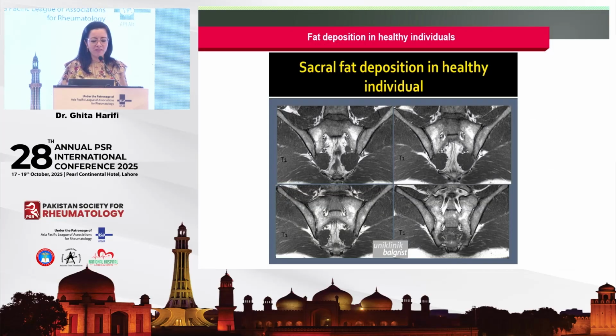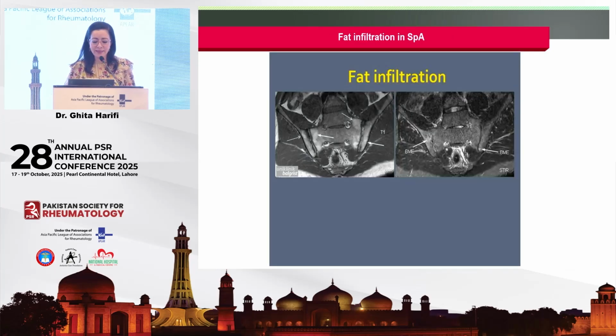Now, moving to fat deposition. Is fat deposition something specific for sacroiliitis or spondyloarthritis? Now, the answer is no. You can see here, this is in a healthy individual, and you can see that this is a significant fatty deposition. What is the characteristic? The fat deposition here is diffusely distributed throughout the sacrum, and this is quite commonly seen in healthy individuals.